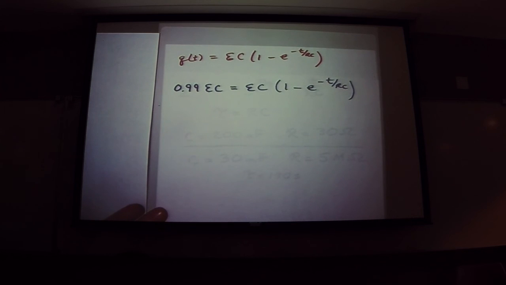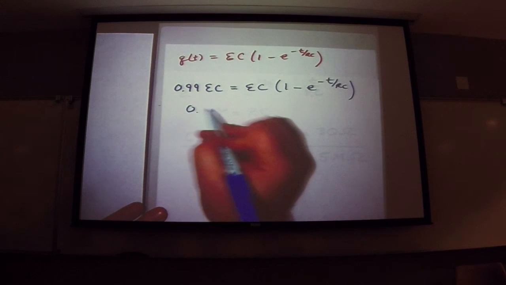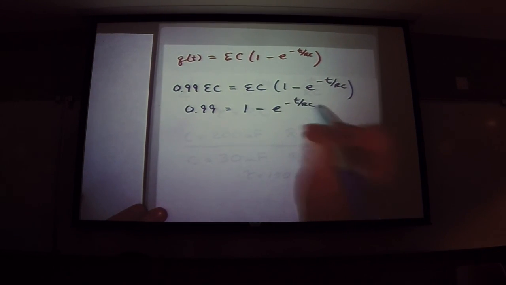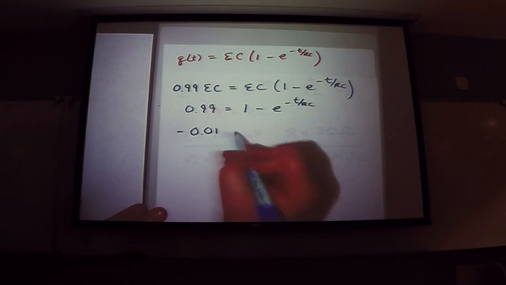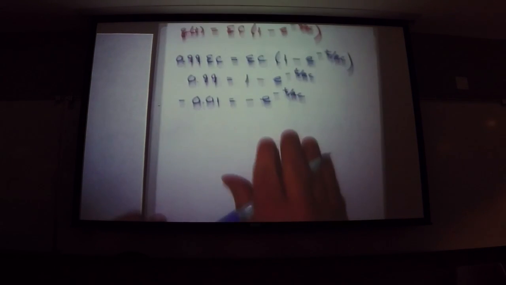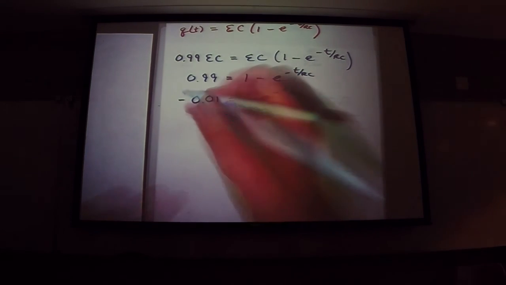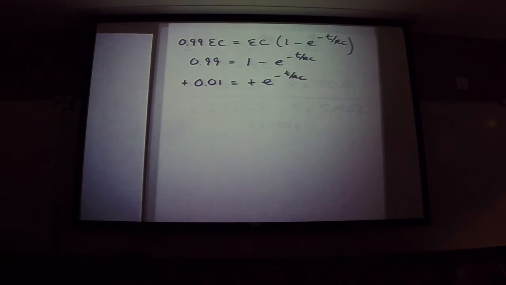All right, so divide through by EC. So this is 0.99 equals 1 minus e to the minus t over RC. Subtract 1 from both sides, negative 0.01. Multiply through by -1 to get rid of that negative sign. Now what do we do? LN.